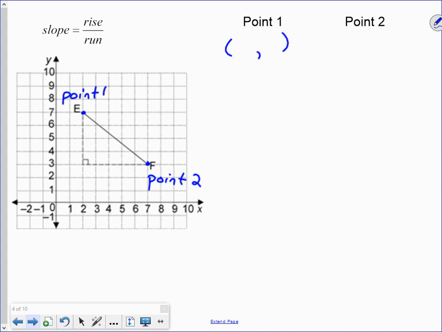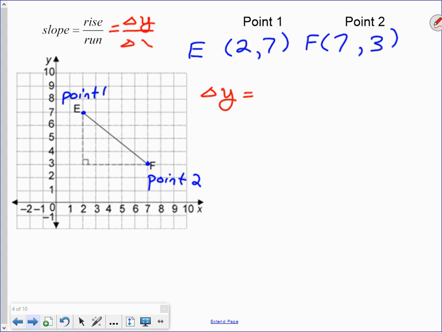For point 1 and point 2, well, let's figure out what the coordinates are of point 1. Point 1 is our point E. It is at coordinates 2, 7. Point 2 is our point F. It is at coordinates 7, 3. Where, we've got an x and a y for each of these. All right. So let's say we want to find the change in y, because we're going to use change in y over change in x.